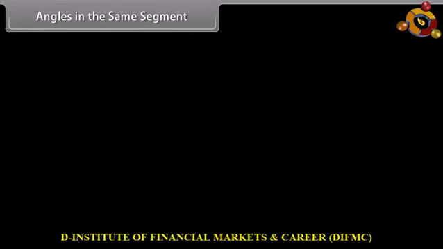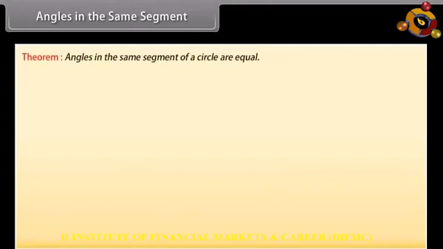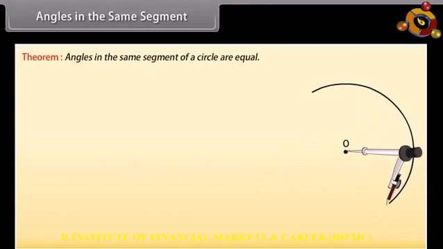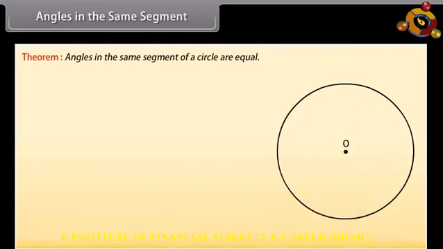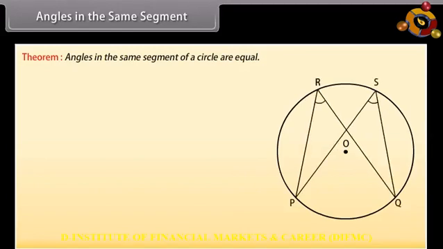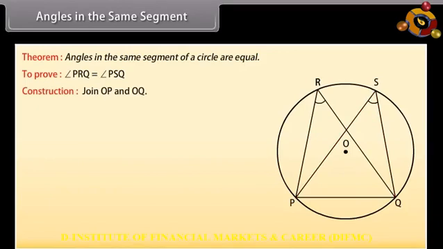Angles in the same segment. Theorem: angles in the same segment of a circle are equal. Given a circle with center O and the angles angle PRQ and angle PSQ in the same segment formed by the chord PQ or arc POQ. To prove, angle PRQ is equal to angle PSQ. Construction: join OP and OQ.